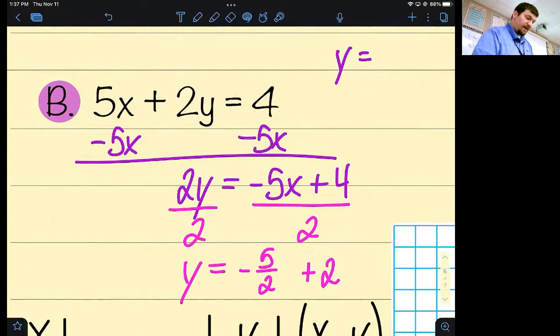Don't forget to write the x like I did. X should be next to the 5 halves. Now, why do you think I made Brady write that as negative 5 halves and not just negative 2.5? That's one of the big things from this chapter. That value that's in front of the x is the slope. Did you notice that?